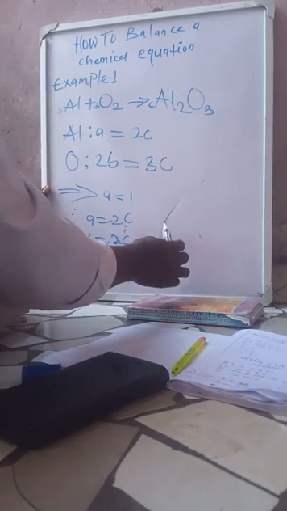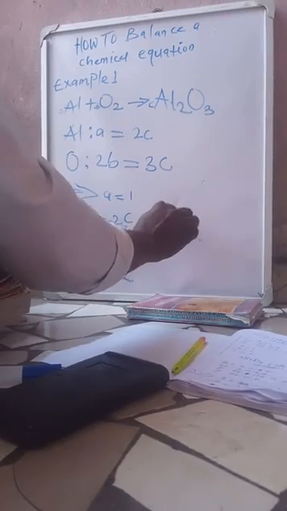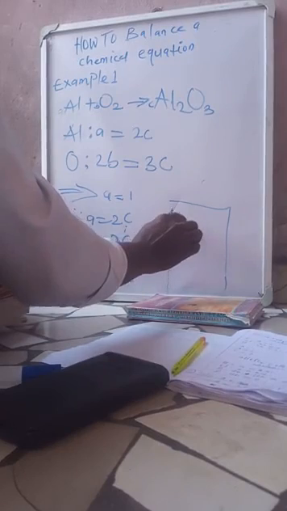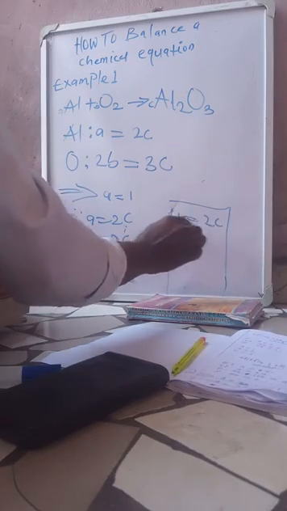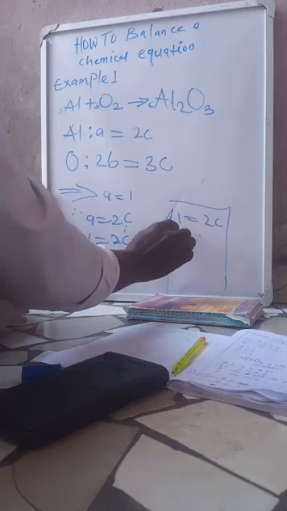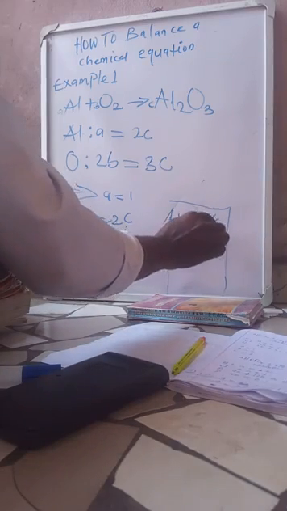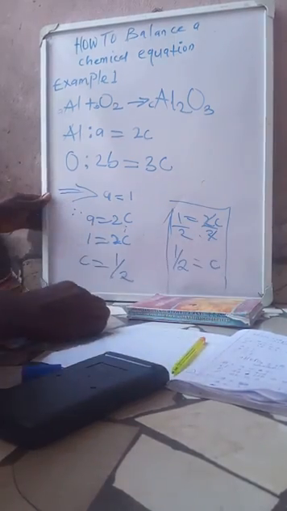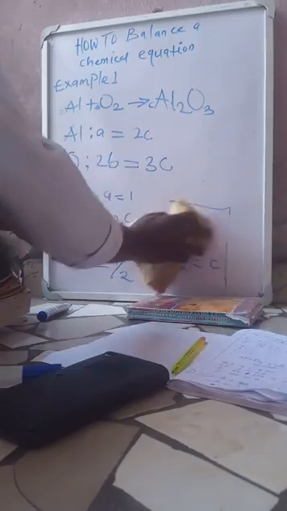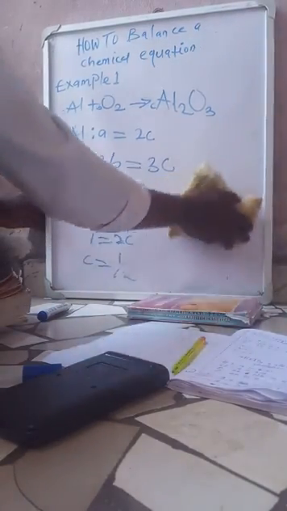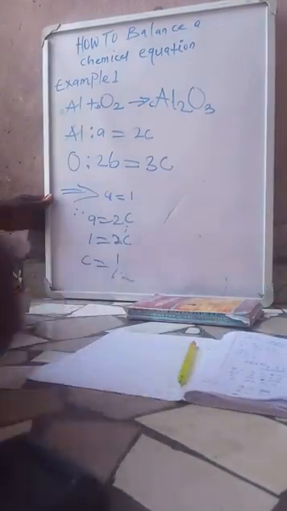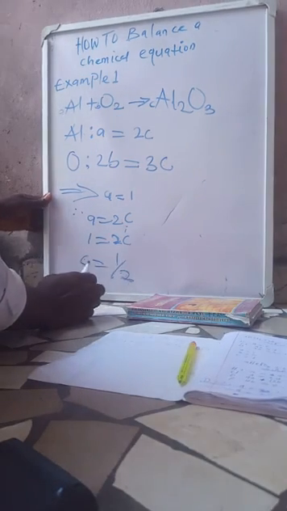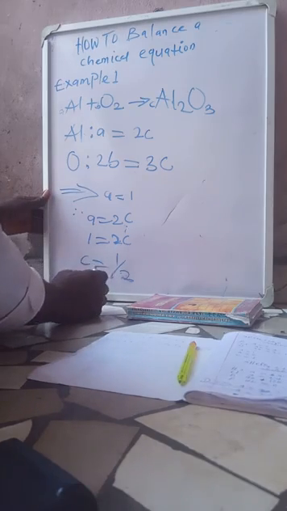Now let me show you why our C is equal to 1 over 2. Look at this portion of the whiteboard. If 1 is equal to 2C, we divide both sides by the coefficient of C, which is 2. So if we divide this by this, we have 1 over 2 is equal to C. So that is it. Our value for C is 1 over 2.